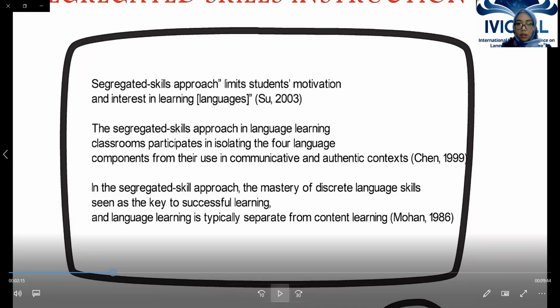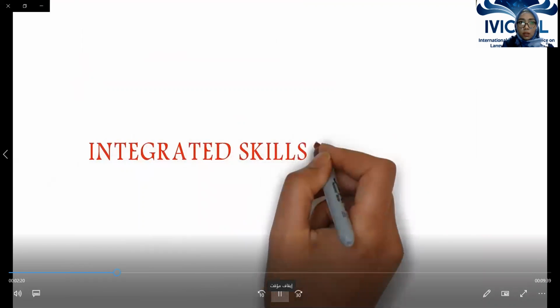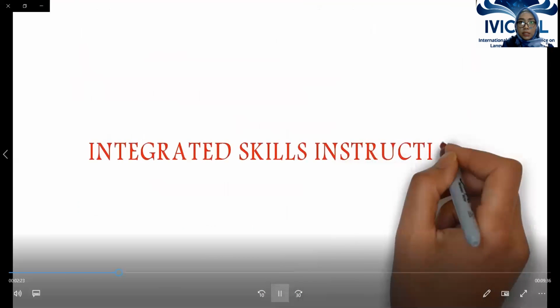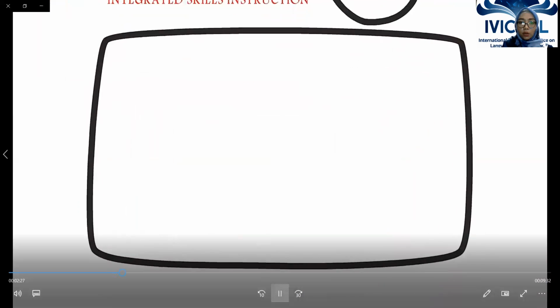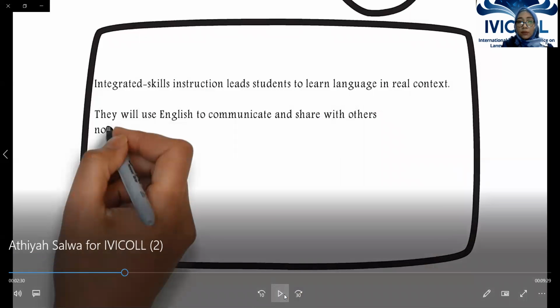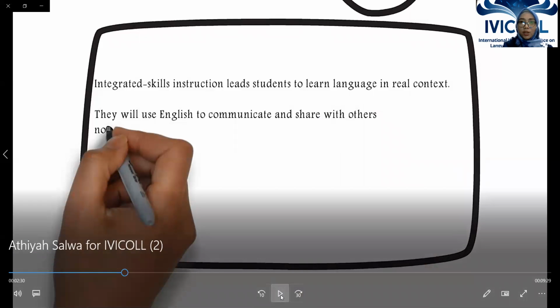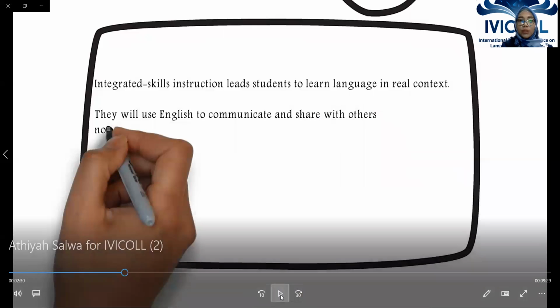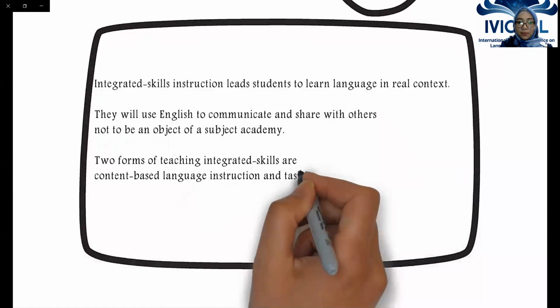and never take responsibility for other skills. Now let's come back to the other approach, the integrated skills approach. In integrated skills, interaction will lead students to learn language in a real context. In real life communication, we automatically combine more than one skill to communicate and share our ideas. We use listening and speaking skills to take part in a conversation, or when we read a form, we answer by writing, right?